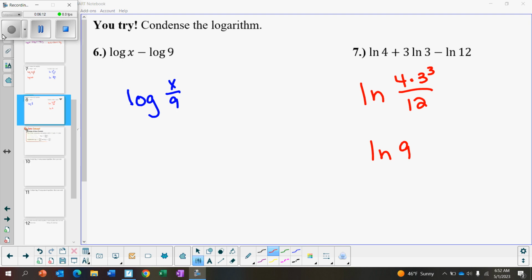All right, so for number 6, we only have division, x over 9. For 7, we had 4 times 3 cubed, all divided by 12, which turns into 9.